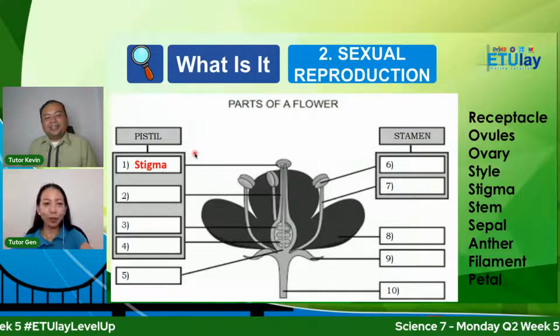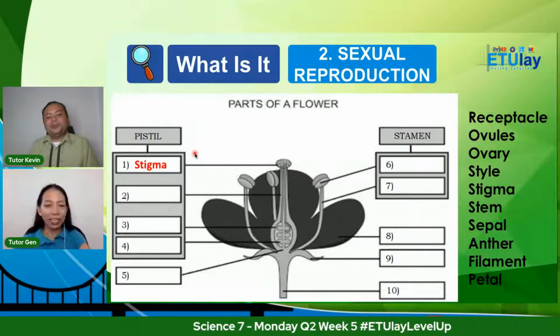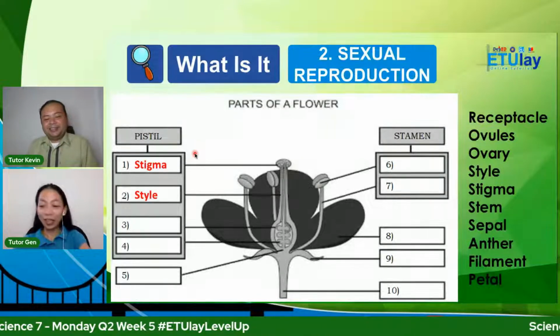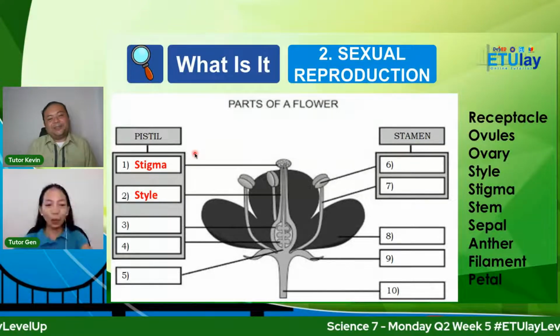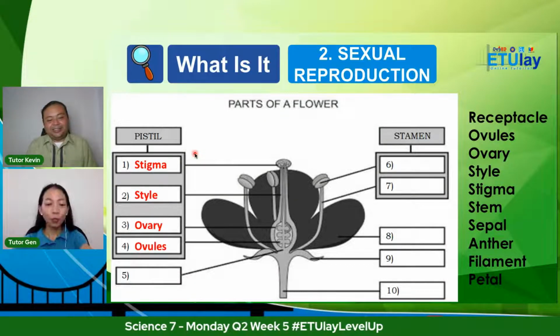So, number 1, that's stigma. Number 2 is style. Correct answer ni Alriza Gaza, stigma. Wow, good job. Number 3, ovary. Number 4, ovules.